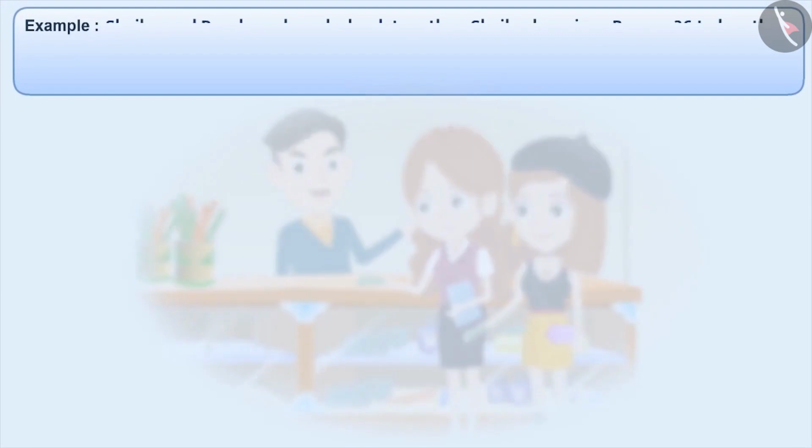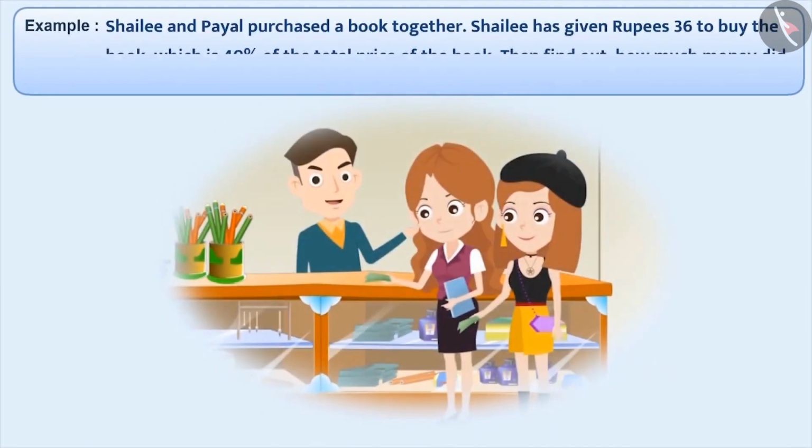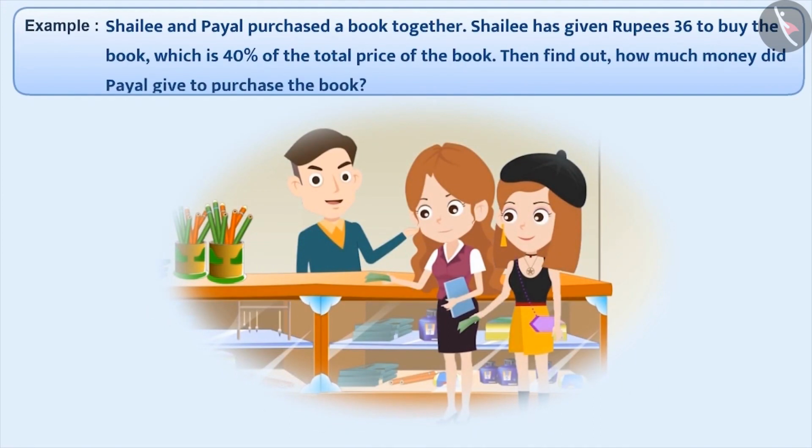Next example. Shelley and Payal purchased a book together. Shelley has given rupees 36 to buy the book, which is 40% of the total price of the book. Then find out how much money did Payal give to purchase the book. This example seems very complicated, but if we use the correct understanding of percentage, then we can obtain the answer very easily. So let's find the solution of this problem.